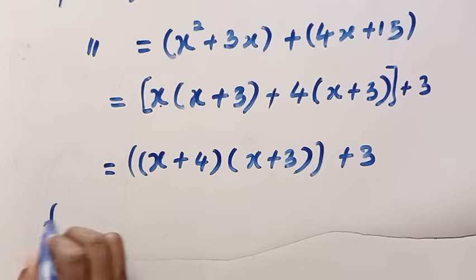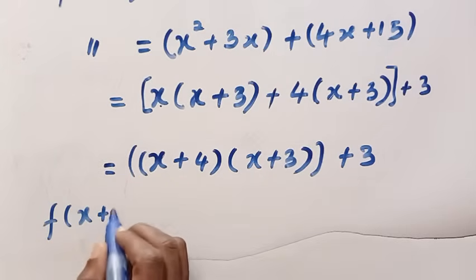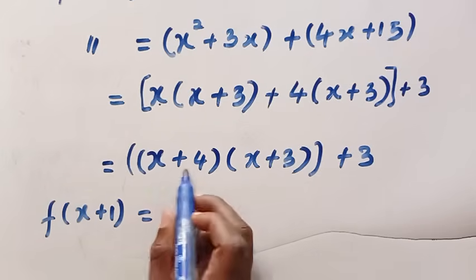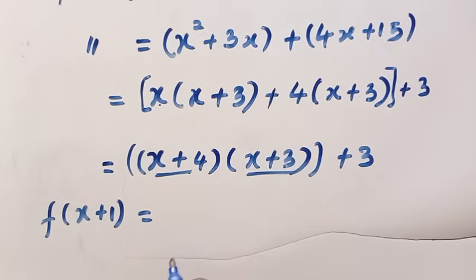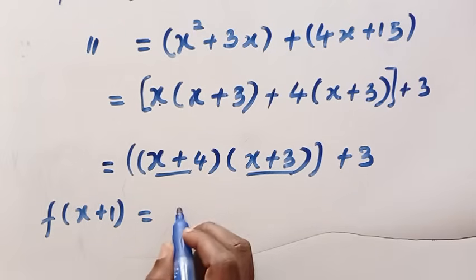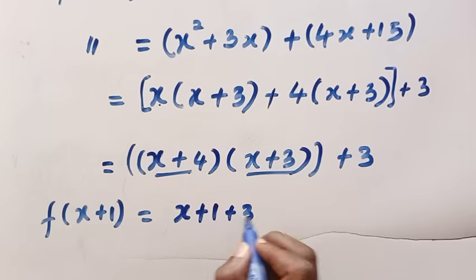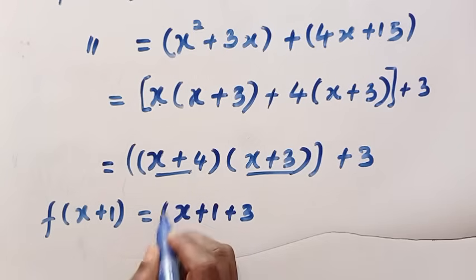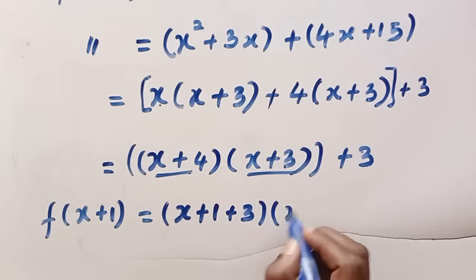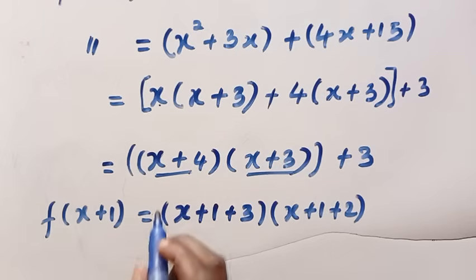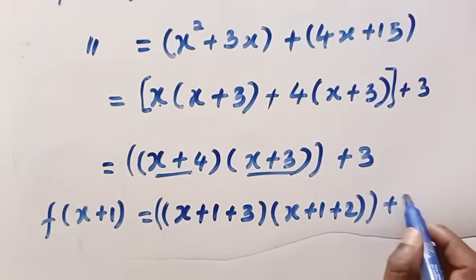I want to have all the terms in terms of x + 1, but here we have x + 4, and this is x + 3. To do that is very simple. If I write this as x + 1, then plus 3, this is for x + 4. And also for this, we have x + 1 plus 2, that is x + 3. All in bracket, then plus 3.